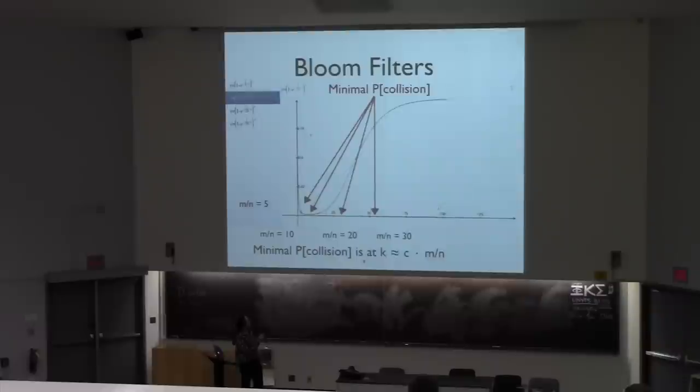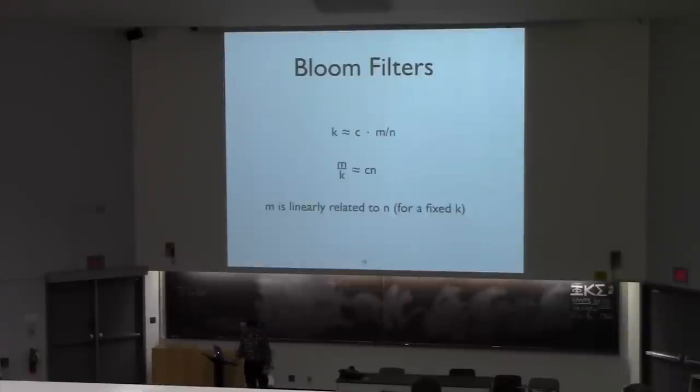As you can see, that minimum point grows with respect to the ratio of size of bit vector to number of records. Each of these lines, which you really can't see, corresponds to one particular ratio of size of bit vector to number of records. As I grow that ratio, the number of bits that I need to set grows linearly with respect to that ratio. What that implies is that the number of bits that I need to set is proportional to the ratio of the bit vector.